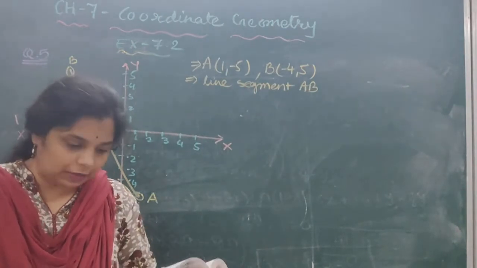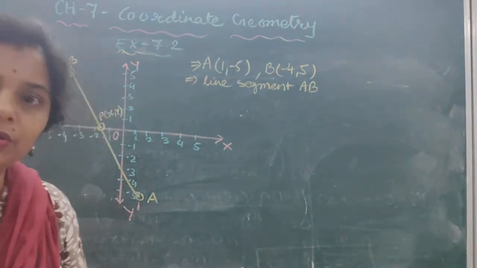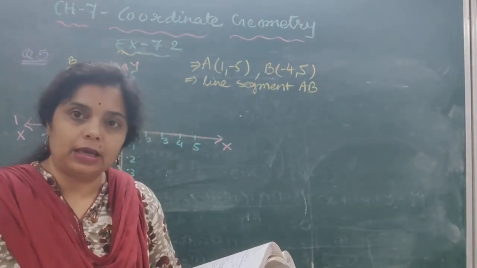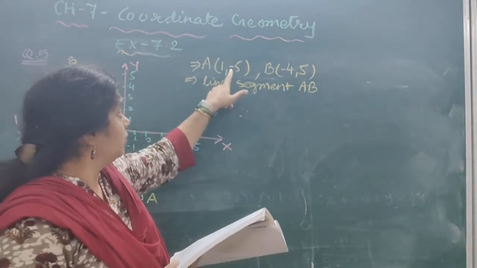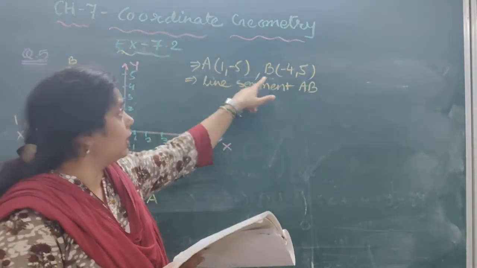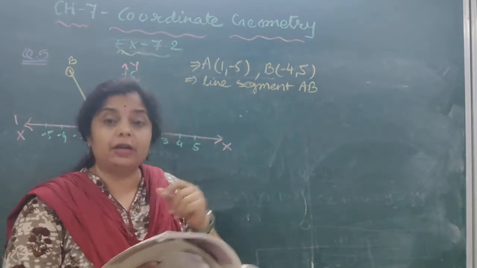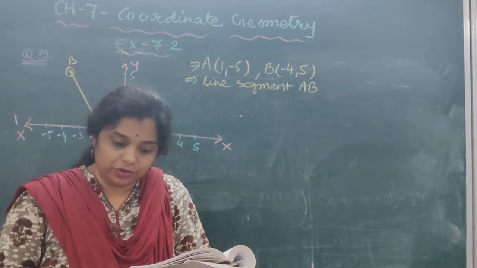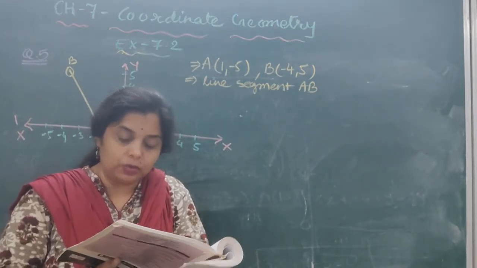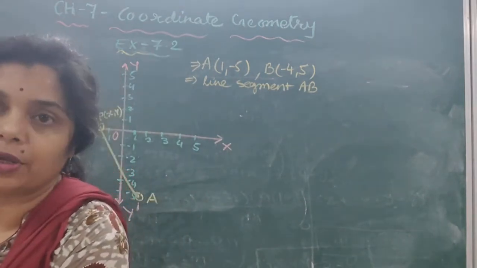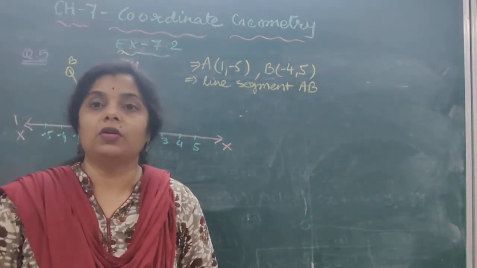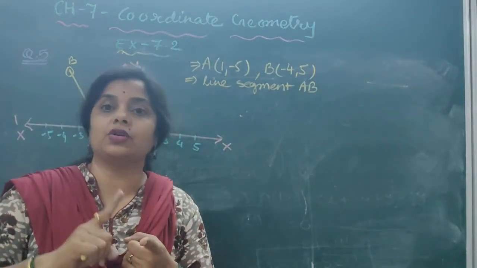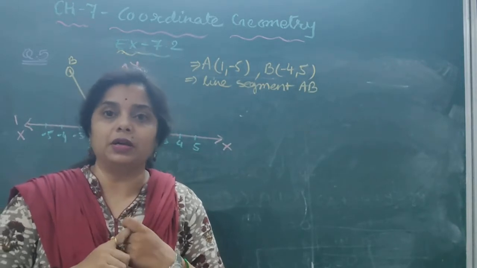In question number 5, it is given: find the ratio in which the line segment joining A (1, minus 5) and B (minus 4, 5) is divided by the x-axis, and also find the coordinates of the point of division. So we have to find the ratio as well as the point having coordinates x and y. Two things we have to find: the ratio as well as the coordinates of the point which divides the line segment.